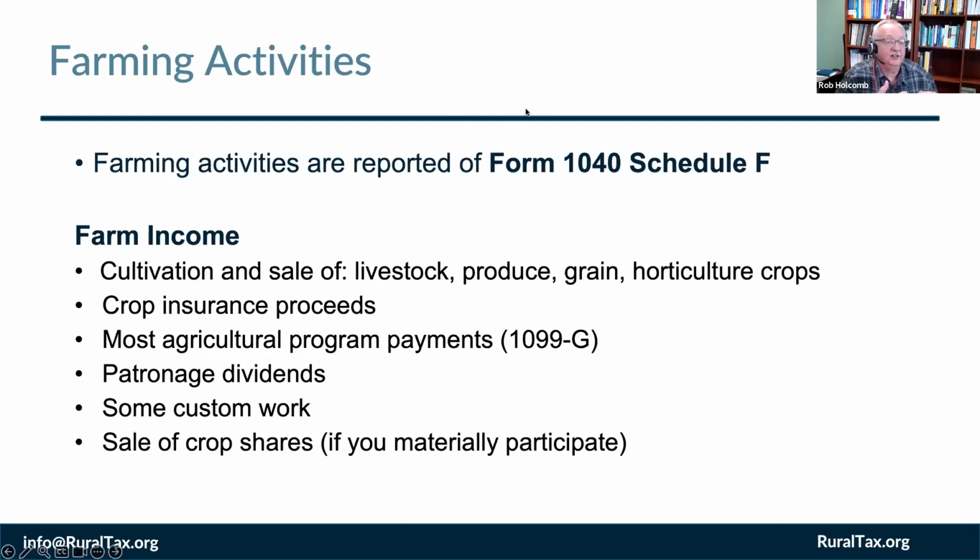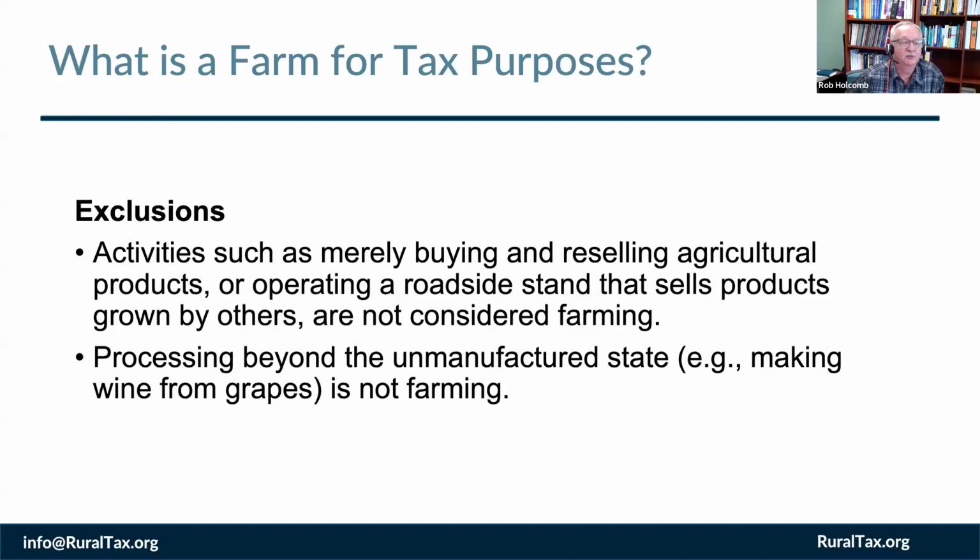Custom work: it's customary, especially in my part of the country, that you might hire a neighbor to do a little bit of tillage or maybe some custom harvesting. That's considered farm income. And if you're doing a lease based on crop shares, where the landlord gets paid a portion of the crop and materially participates in the operation, that's also considered farm income. So largely, in all of those items, we're producing a product.